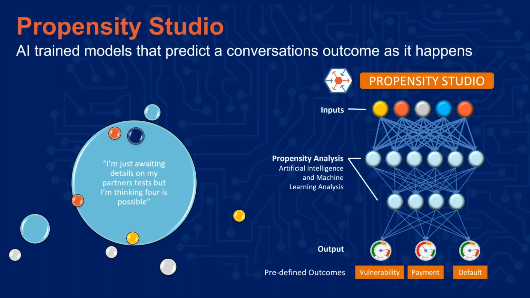In this example, I'm looking for vulnerability of the customer. I'm looking for the ability to actually make a payment. I'm looking for the actual options that they're going to default on the payment. So they're the 3 main indicators that are going to tell me how to move a conversation.